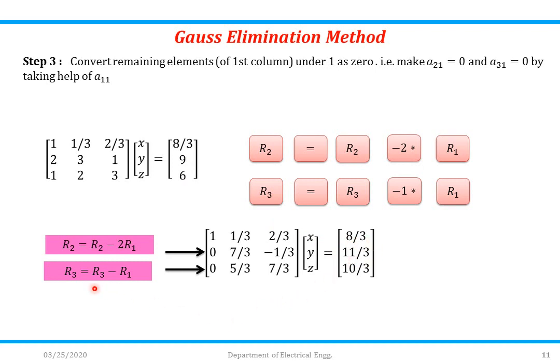Same you have to perform for this operation, R3 equal to R3 minus R1. So 1 minus 1 becomes 0. For this column, R3 is 2 and R1 is 1 by 3. So 2 minus 1 by 3, you will get the answer as 5 by 3. Then for this column, what is R3? It is 3. What is R1? It is 2 by 3. So 3 minus 2 by 3, you will get the answer as 7 by 3. For this column, R3 is 6 and R1 is 8 by 3. So 6 minus 8 by 3, you will get the answer as 10 by 3.